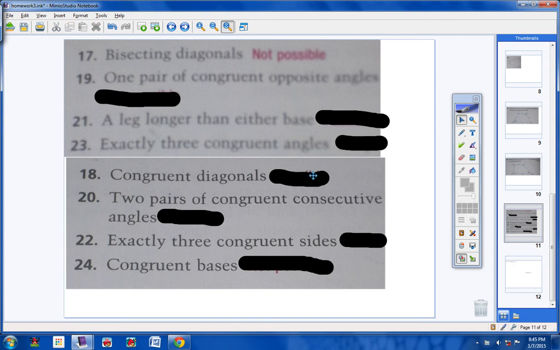Okay, but no, it is not possible to have one pair of congruent opposite angles. No, that is not possible, okay? So that's 17, 18, and 19.